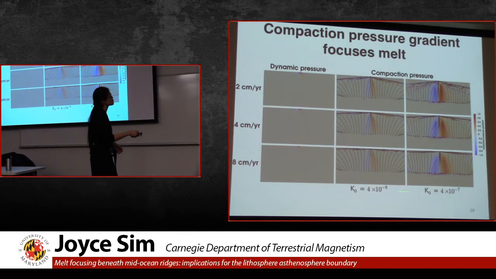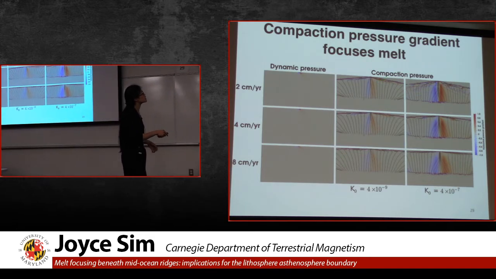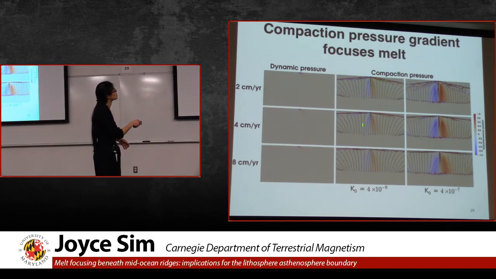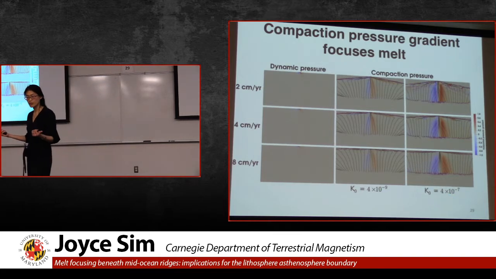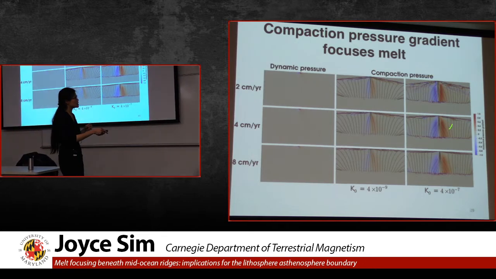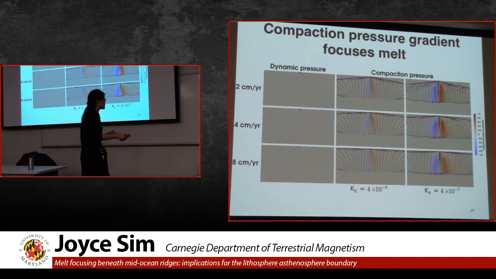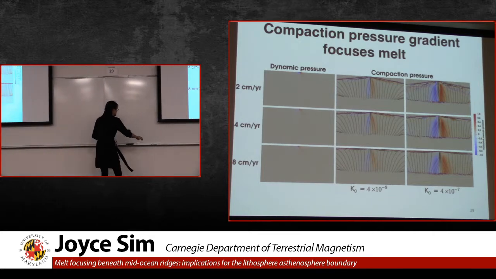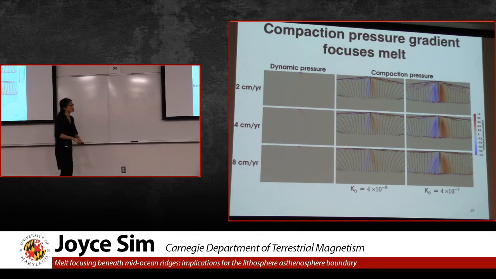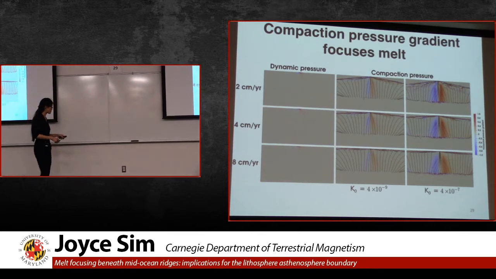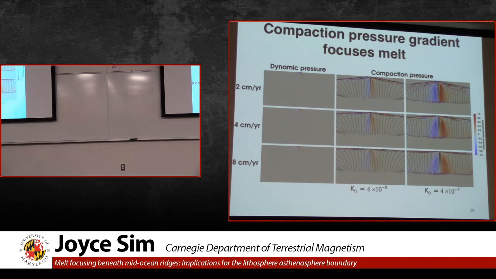And then when you look at the compaction pressure, you have two regions. Close to the ridge axis you have strong gradients, and also on the decompaction layers. What you notice here is that the difference between higher and lower permeability is that it's a lot stronger for the higher permeability case. And I'm going to try to convince you that this is a very straightforward thing that comes out of the equations.